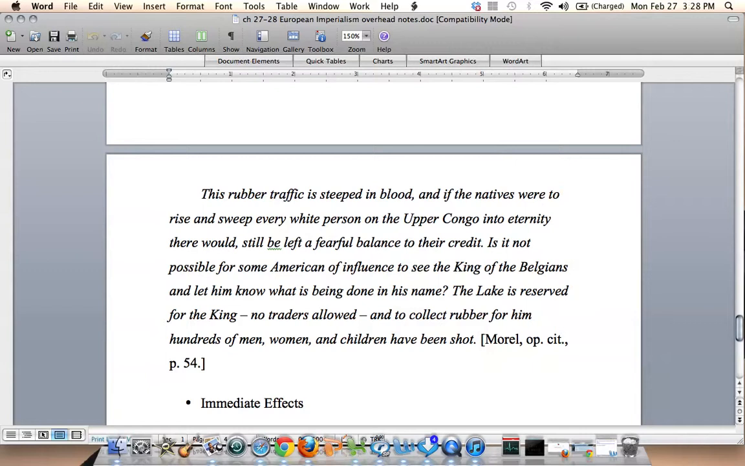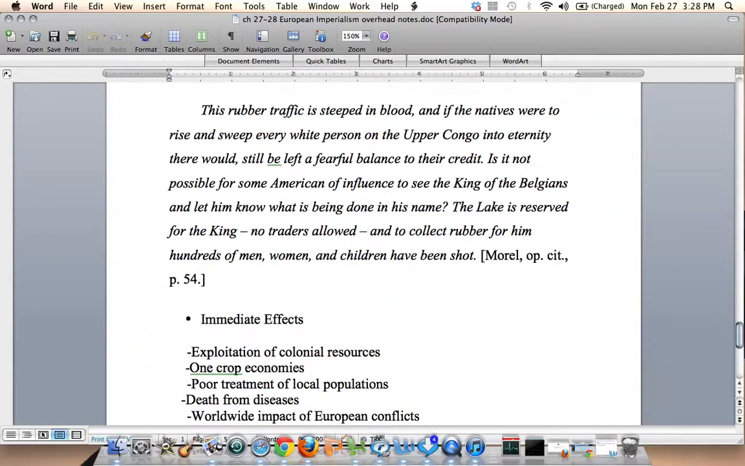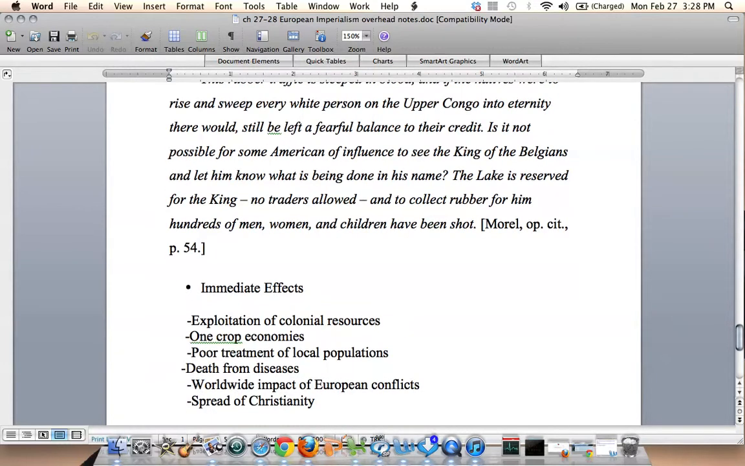What were the effects? I'm just going to list these, and we can talk maybe more fully about them later. But the immediate effects: colonial resources were exploited. They created one-crop economies, which means they didn't develop an economy. They just took whatever they wanted. So they'd plant wheat or cotton, and that's all they'd plant there. And they'd use that as a basis for the economy. So when they left, those countries were left without any diversified economy. Of course, the local population were treated poorly. A lot of disease was brought in, which brought death.